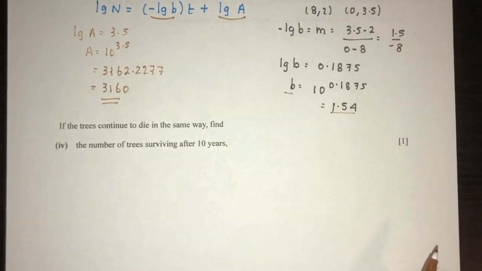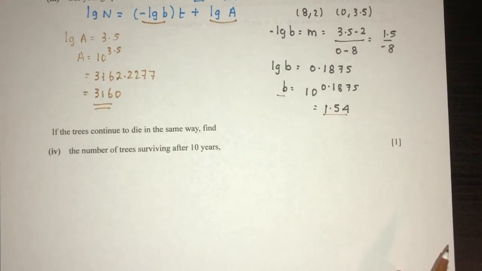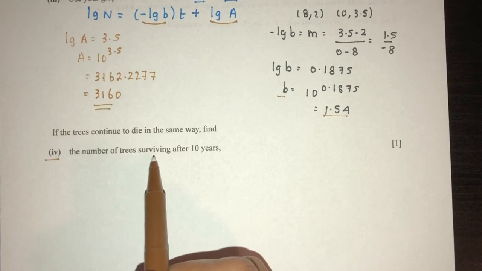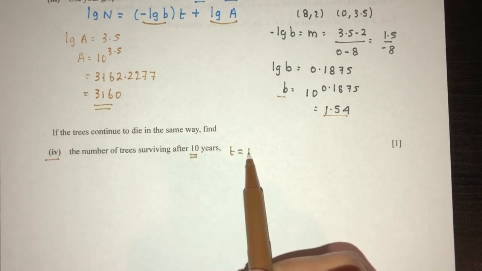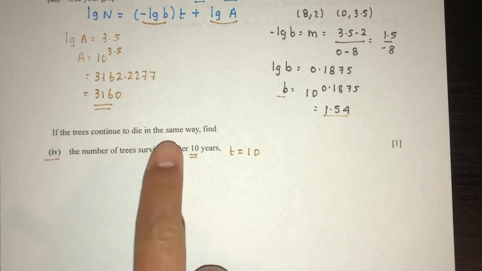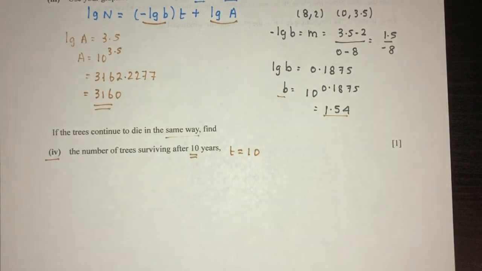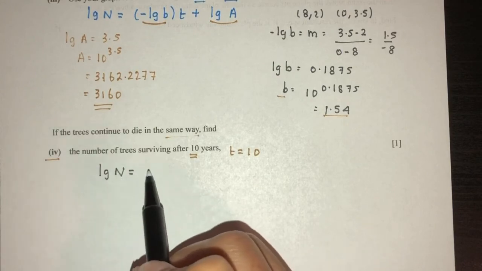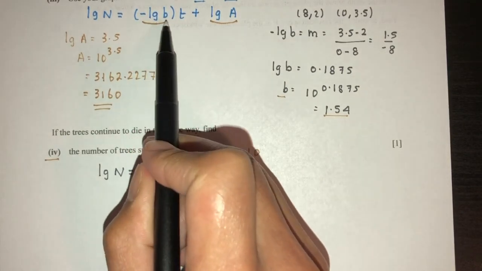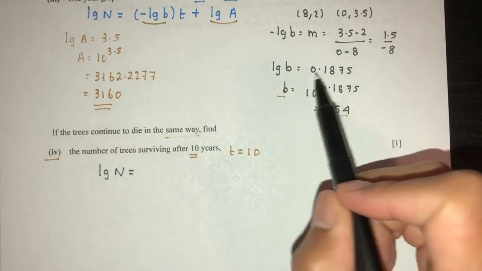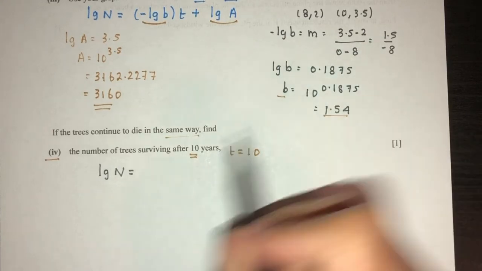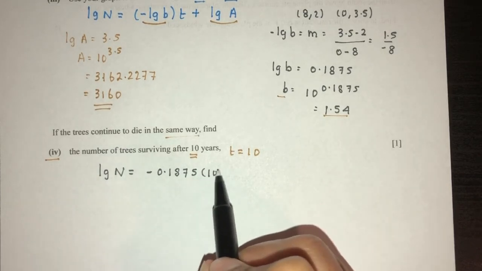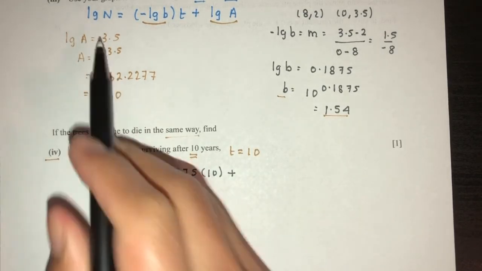Now for part 4 we have, if the trees continue to die in the same way, so basically we have to use the same equation. So we can estimate the number of trees surviving after 10 years. 10 years is time equal to 10. So we have to use the same equation because it says same way here. So right now we know our equation we have is log of n is equal to, what is minus log of b? Minus log of b was this value, which is minus 0.1875. T is 10 and log of a is this value, 3.5.